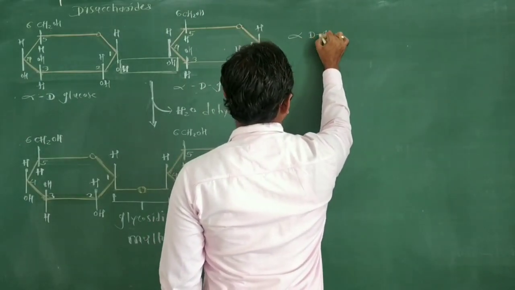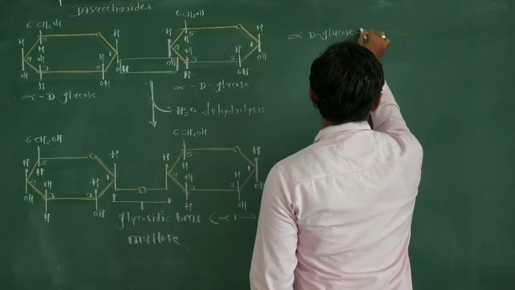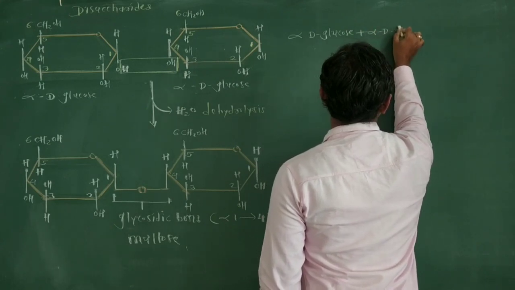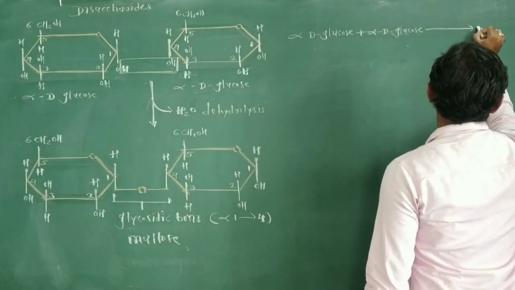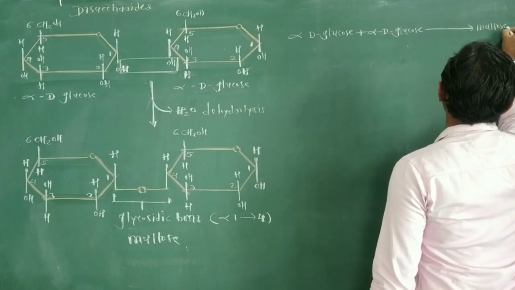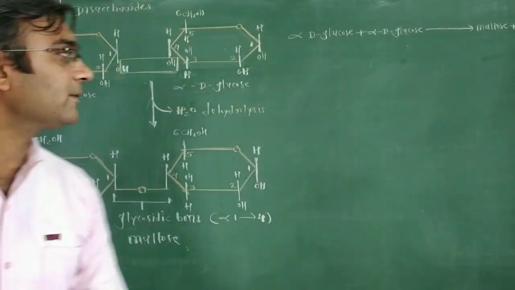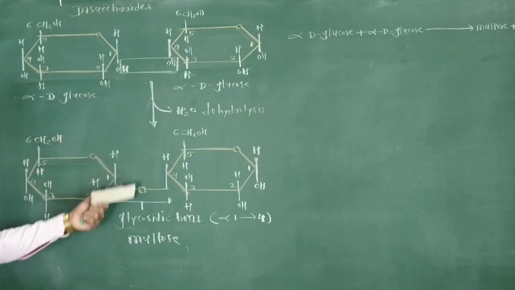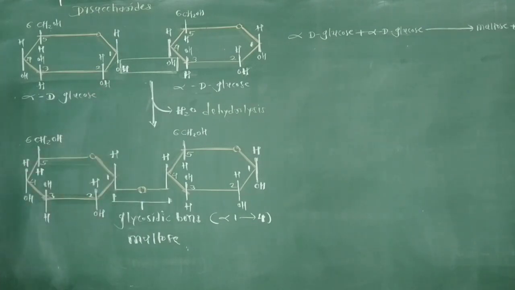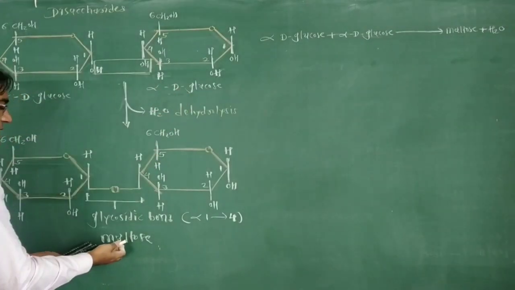So the entire chemical reaction is completed: alpha D glucose plus alpha D glucose is equal to maltose plus water. Now, this chemical reaction is also reversible. Here we wrote glucose plus glucose gives rise to maltose plus water.